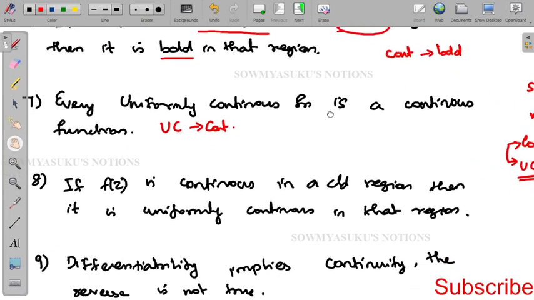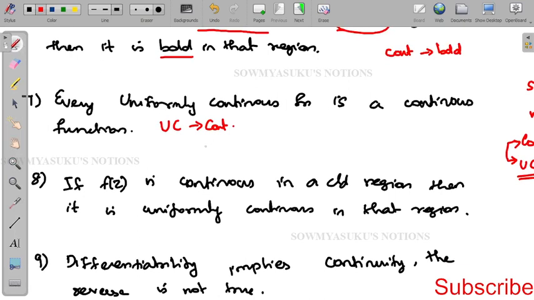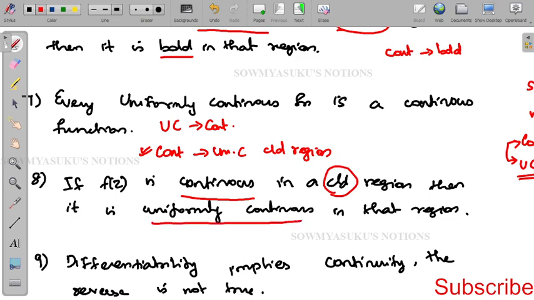So here the seventh one, uniformly continuous implies a continuous function. When we say that continuous implies uniformly continuous, it means in the closed region. If it is so, we can say that this is possible. That is the eighth one: if f(z) is continuous in the closed region, then we can say that it is uniformly continuous.